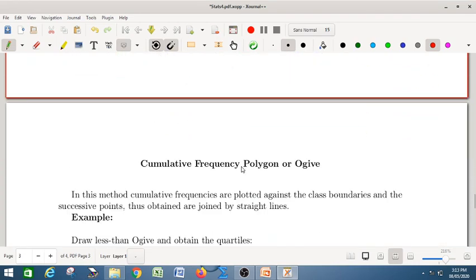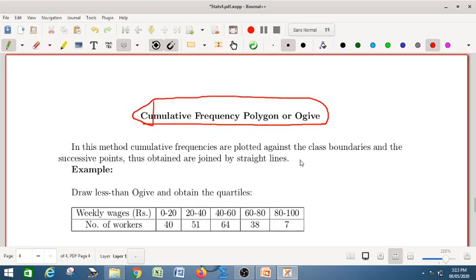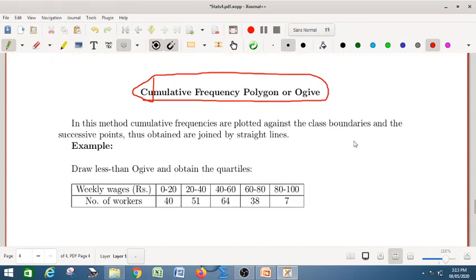Okay, now the last part of our discussion is the cumulative frequency polygon, or OGIVE. The cumulative frequency polygon is drawn against the class boundaries. It is of two types, less than type or more than type. So you have data with class boundaries along the horizontal axis and cumulative frequencies along the vertical axis.